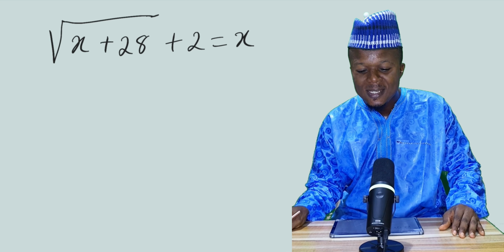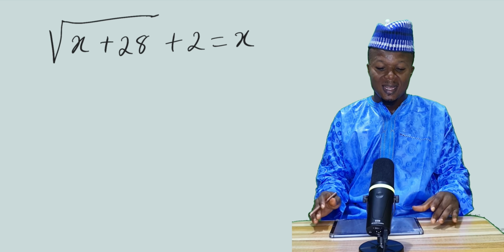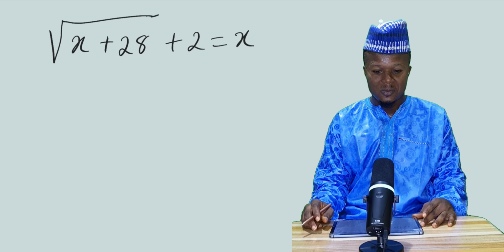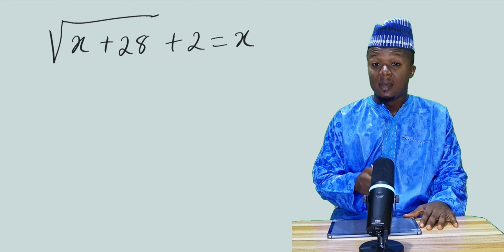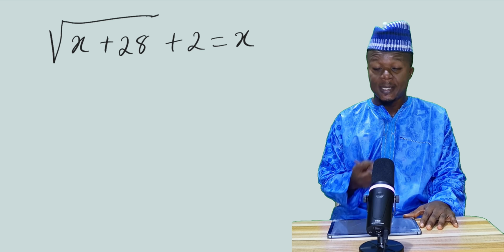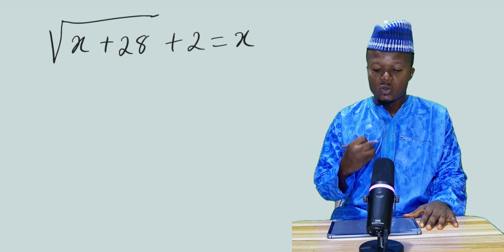Everyone, welcome again to this lesson where we'll be solving this surd equation before us. We have the square root of x plus 28, then plus 2, everything is equal to x, and our target is to find the value of x.